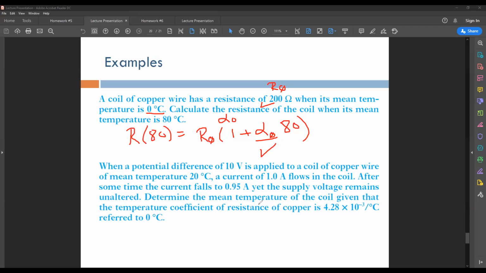Is that clear? That problem clear? Yes. It's a very straightforward problem. Okay.